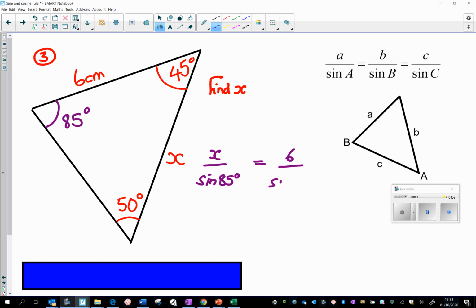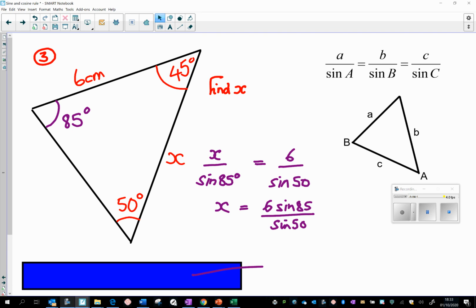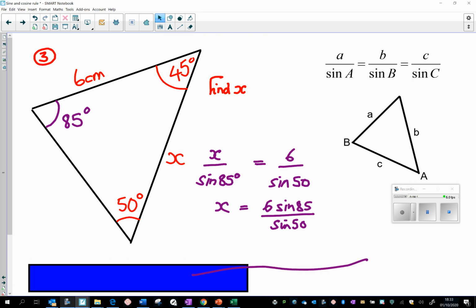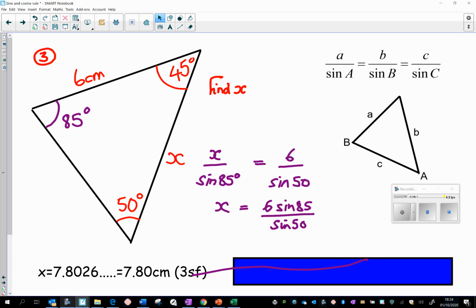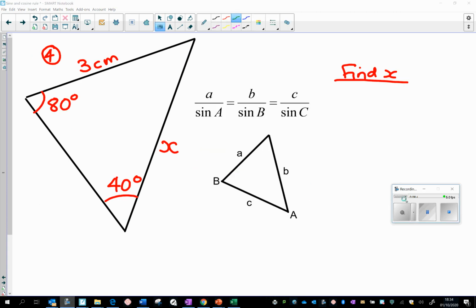So multiplying by sine 85, x is going to equal 6 sine 85 divided by sine 50. So type it into your calculator using the fraction button. Don't forget the equals, and you should end up with 7.8026 and so on centimeters, rounding it to 3 significant figures, 7.80 centimeters.